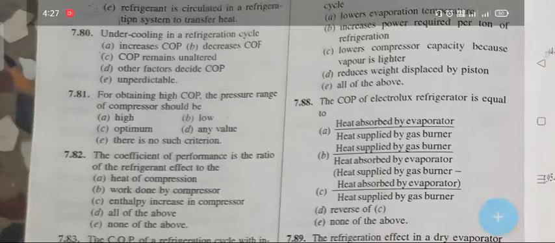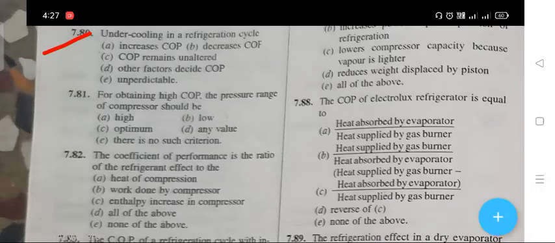The next question is undercooling in a refrigeration cycle. The right answer is A, increase COP. Undercooling in a refrigeration cycle increases COP. Next question. For obtaining high COP, the pressure range of compressor should be. The right answer is B, that is low.